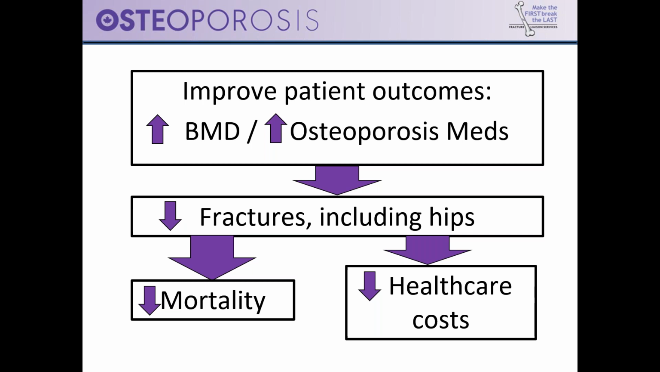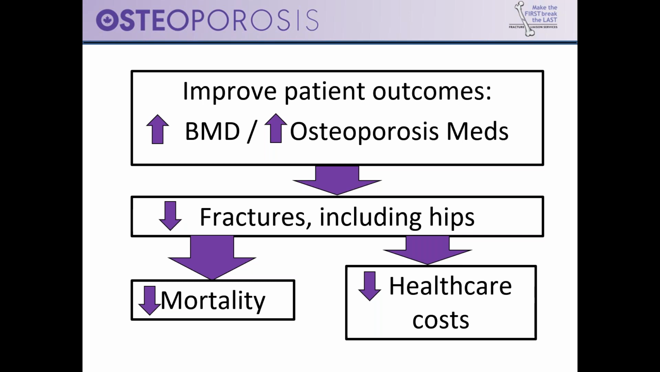Because hip fractures have very poor prognosis, so there's a high mortality risk. If we're able to reduce hip fractures, we should be able to reduce mortality, and we should be able to reduce healthcare costs because hip fractures cost over 60,000 Canadian dollars in the first year after that broken hip. So that's the average cost to the healthcare system of the broken hip.